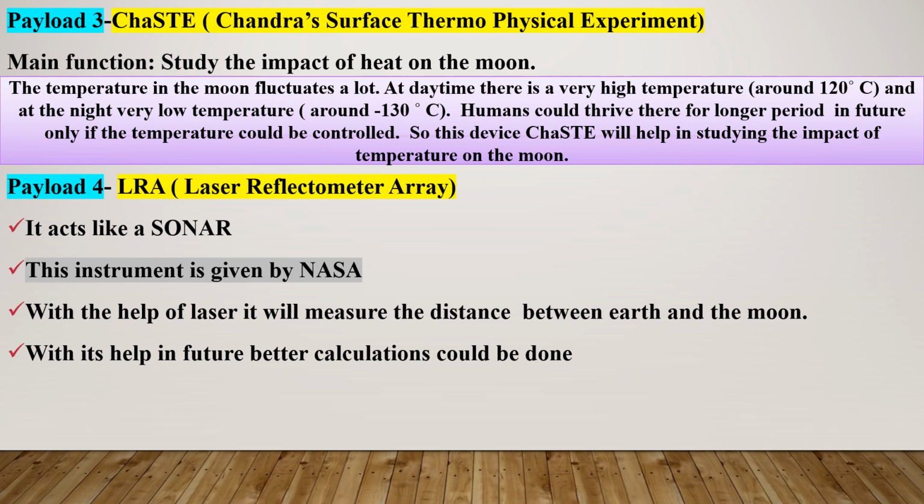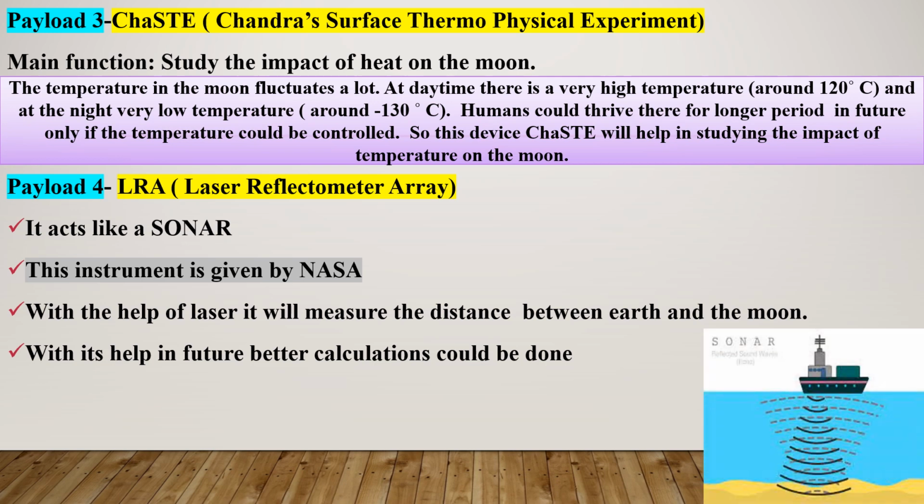And the next payload is LRA, which is the Laser Reflectometer Array, and this instrument is given by NASA. Remember this. How this instrument will act is like a sonar. I hope you all know how a sonar works, and if you forgot, you can just look at the picture I have attached on the right side of the video. This is how the sonar works.